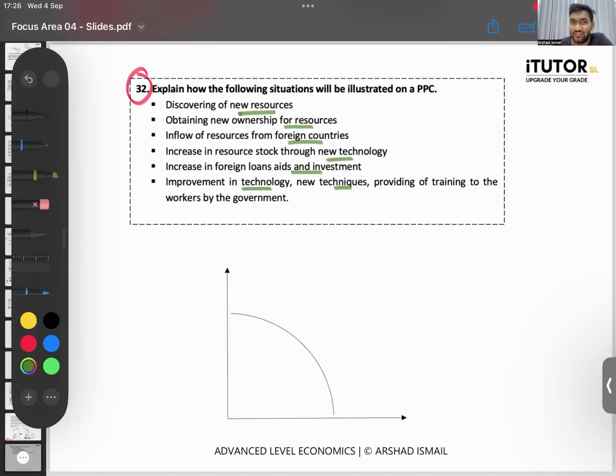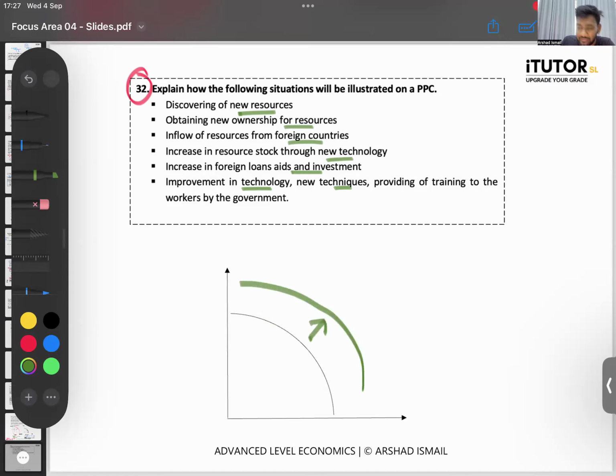There's one answer for all of this. What's the answer? Will it move? Is it a point movement? Is it a shift? If it's a shift, tell me where. A shift is either leftward or outward rightward. Where will the PPC shift? It will shift out.